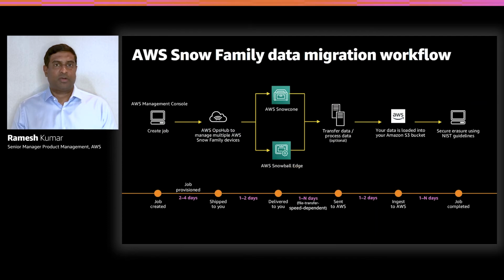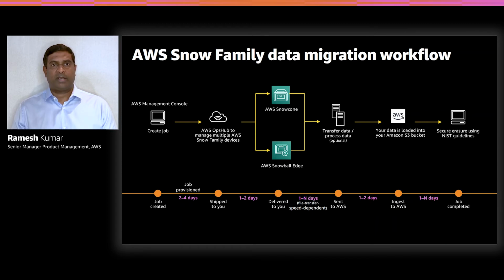To use a Snowcone device or a Snowball Edge device, customers can place an order for the Snow device on the AWS Management Console. During the job order, customers select the type of Snow device that they want to use for their data migration workflow. They set up the S3 buckets to which the data needs to be migrated. They can also load Amazon EC2 AMIs onto the Snow device if they want to run any filtering, pre-processing, or data transfer applications as part of their data migration workflow.